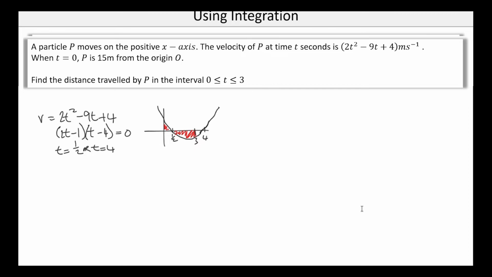If we try to work this out all at once, we're going to end up with that positive area subtract the negative area. We want to combine these. We want to add them together. So we actually need to integrate twice, once for each side of the x-axis. So I'm going to integrate in between 0 and a half, and then I'm going to integrate in between half and 3.